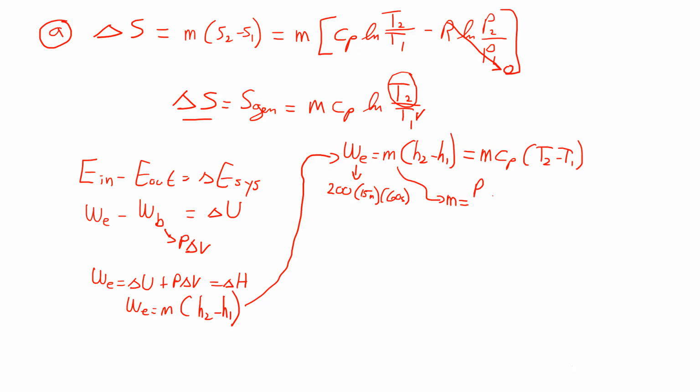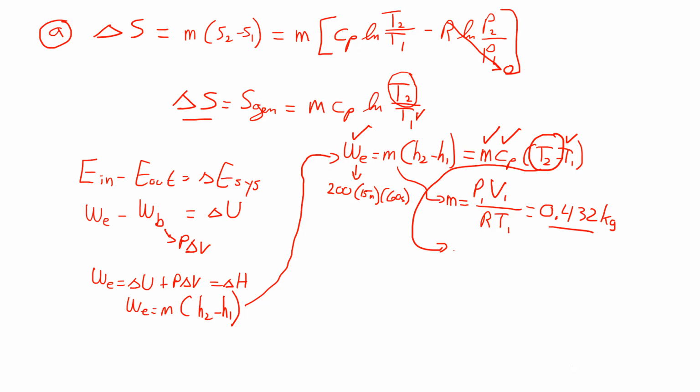So I get the initial pressure, which is 120 kilopascals, the initial volume, which is 300 liters, divided by the gas constant for air times the initial temperature in Kelvin for 17C, which is 290 Kelvin. You can do that math and figure out what the mass is. Therefore, at this point, I have the work, I have mass, I can look up Cp, and I have T1, so I can solve this equation for T2, which ends up being 698 Kelvin.